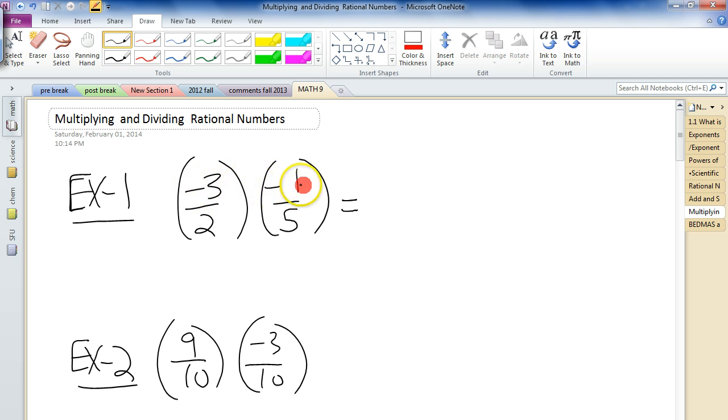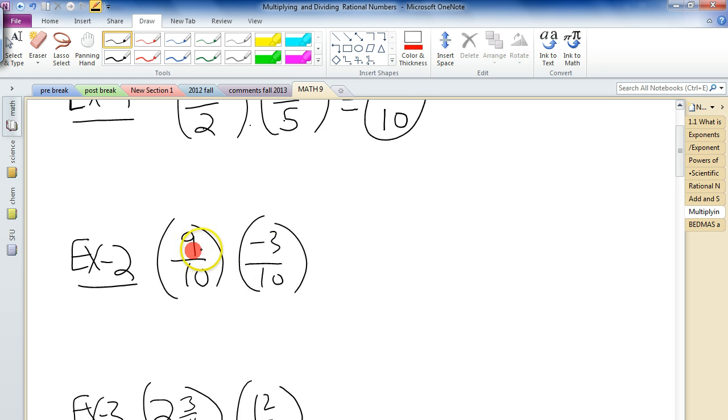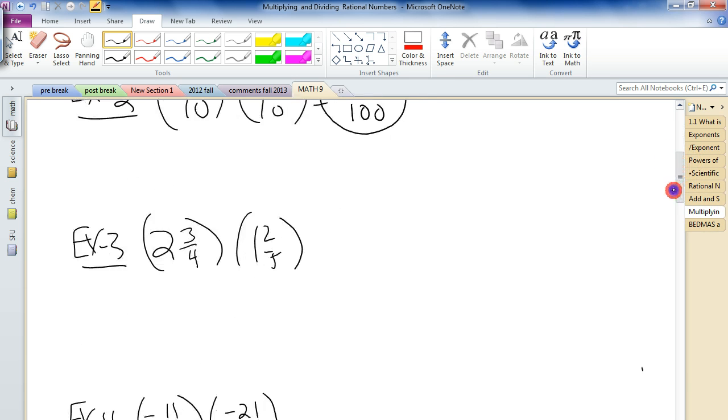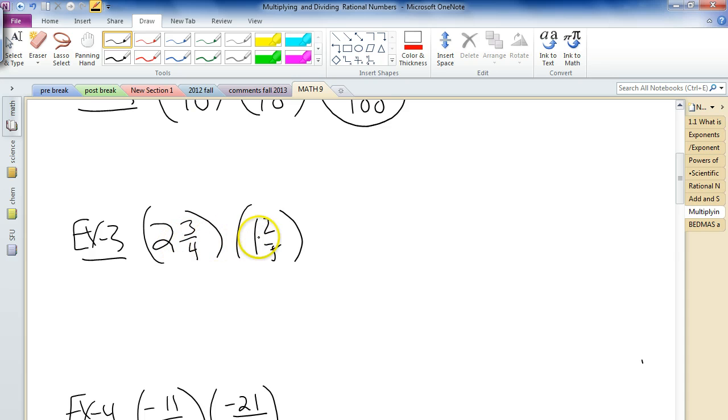So we times the tops together. We are multiplying, by the way, because there's nothing in between the brackets. Negative 3 times negative 1, positive 3, 2 times 5, 10, 3/10, can't reduce it, you're done. Over here, 9 times negative 3 is negative 27. And 10 times 10 is 100. And you can't reduce that, so it's negative 27 over 100.